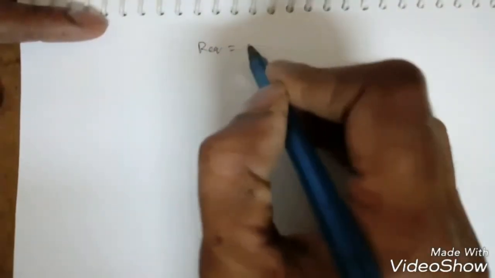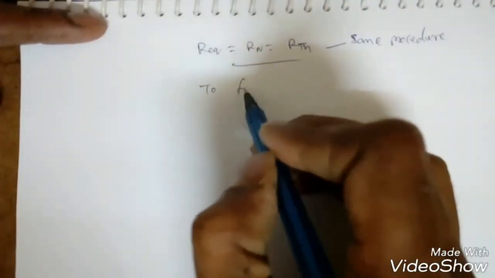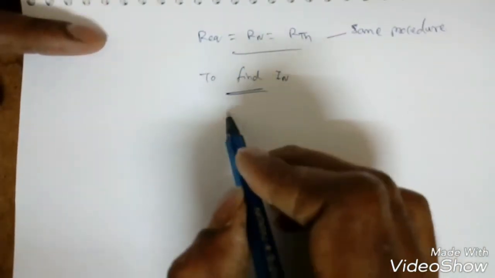So finding R equivalent is same. So R equivalent is equal to Rn is equal to RTH. To find R equivalent, same procedure will go. Same procedure to find Norton equivalent procedure. But to find In, now how to make?